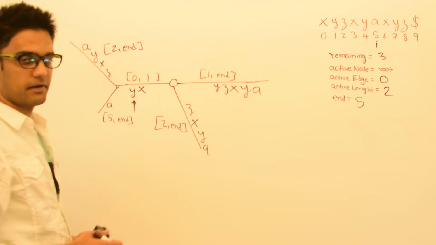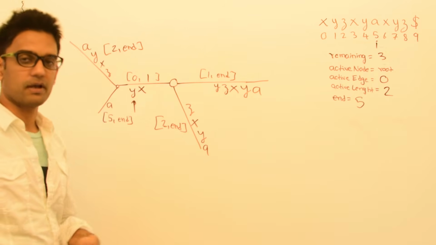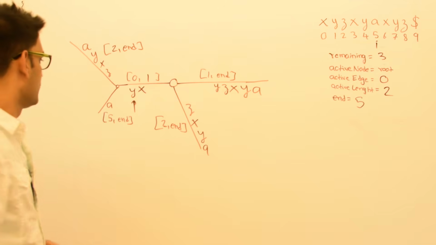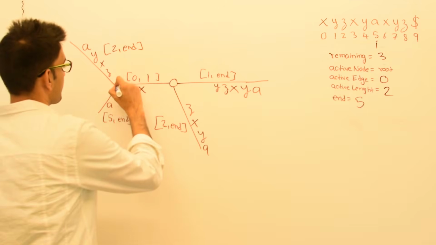So now we create an internal node. We know that every internal node has a suffix link. So for now, I'll point this suffix link to root.